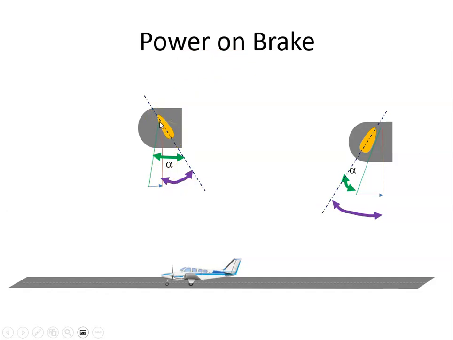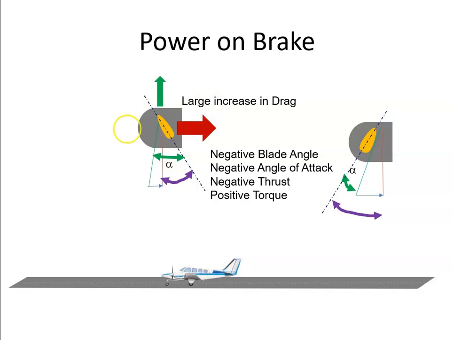So now we get a negative blade angle. Okay, so with a negative blade angle, so the blade angle, if you recall, is from the chord line to the plane of rotation. So we have a negative blade angle, and we will also have a negative angle of attack, and that negative angle of attack will give us negative thrust, which we call drag, and that's going to slow the aircraft down, and that's what we want because this is a power on brake.